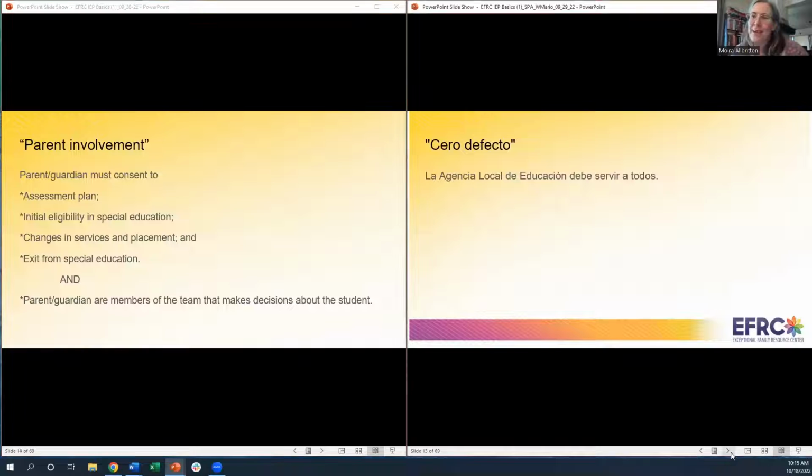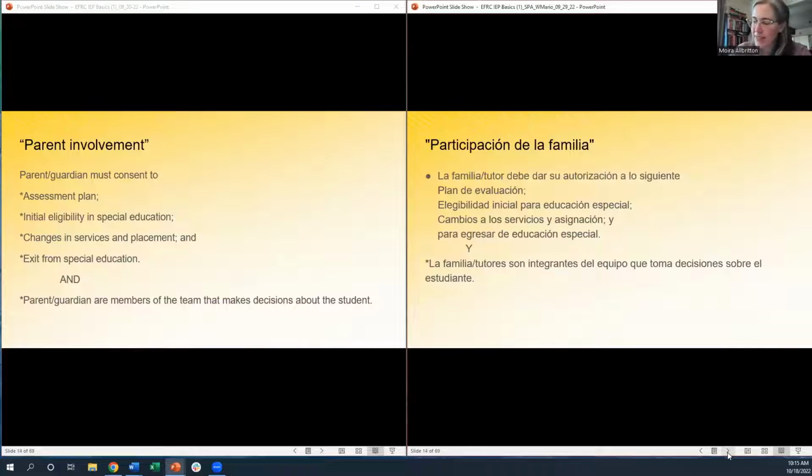The next slide is about parent involvement. Now, this is different than parent rights and responsibilities. This specifically throughout the Individuals with Disabilities Education Act gives times that the parent needs to give consent, and not just consent, but informed consent. And so the parent or guardian or holder of educational rights has to consent to assessment plans. They need to consent to the initial eligibility for special education, and we'll talk about that a little more in a few minutes. They need to consent to changes in services and placement. They need to consent if the school district proposes to exit a student from special education.